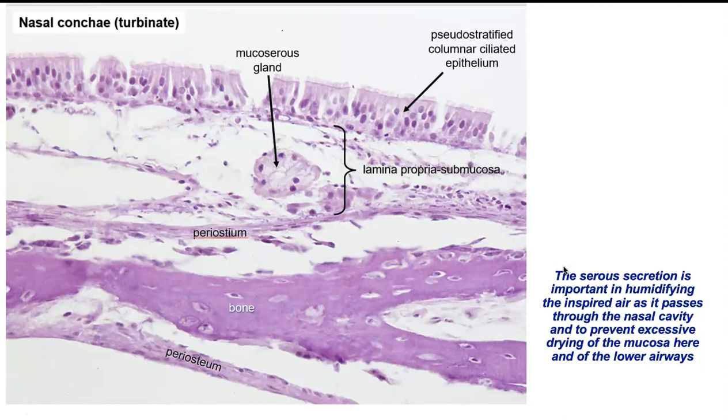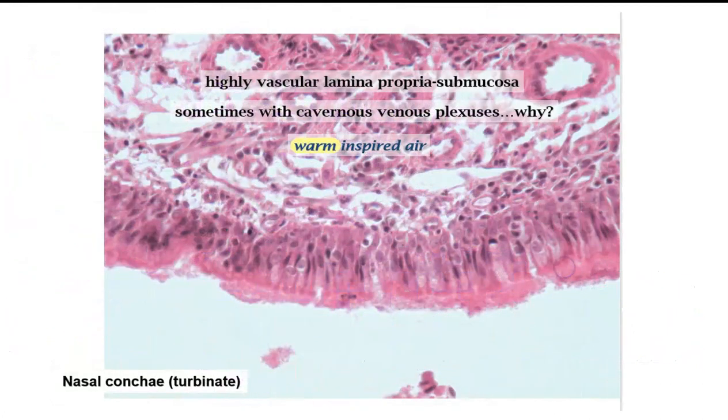As we mentioned before, the glands are important in humidifying the inspired air and also to prevent the dryness of the alveoli. Also, another photo to show that the nasal concha has venous plexus, and we mentioned in the beginning the venous plexus is important for warming of the inspired air.